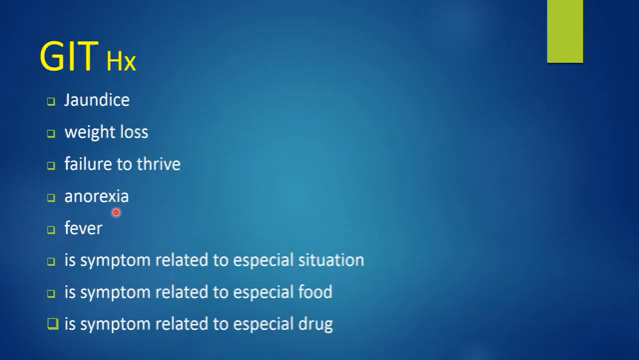Weight loss, which is very important, indicates it is a real pathological disease. Failure to thrive or failure to gain weight. Anorexia or loss of appetite, which is also very important, may indicate severe disease. Fever, which is very important here. Any disease in the body, we should ask about fever, because sometimes infection or immune disease or malignancy may cause fever.